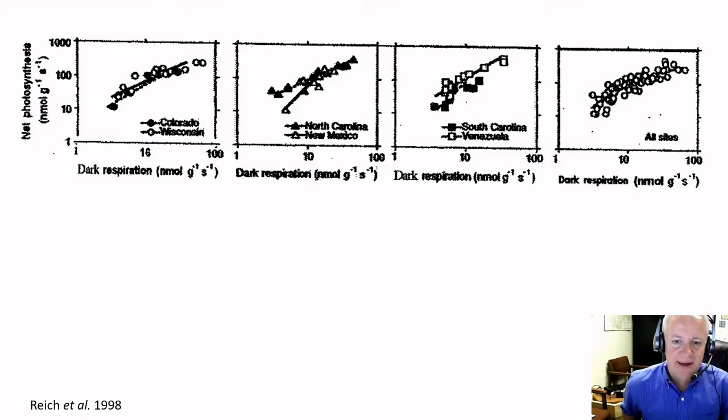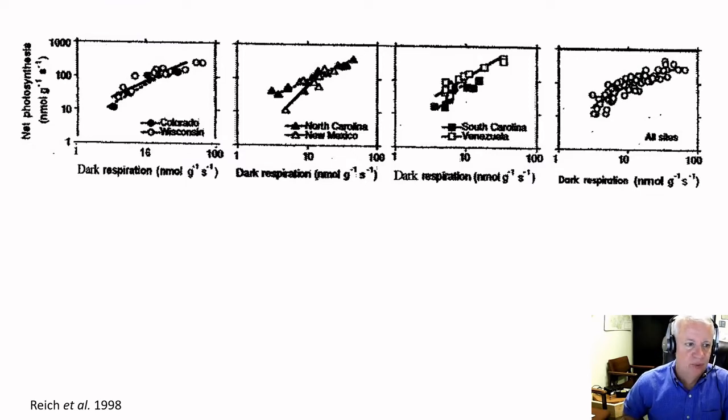This lecture will be about some of the patterns of variation of respiration in trees and then some miscellaneous topics as well. You might remember some of these types of trait correlations from when we discussed the leaf economic spectrum.